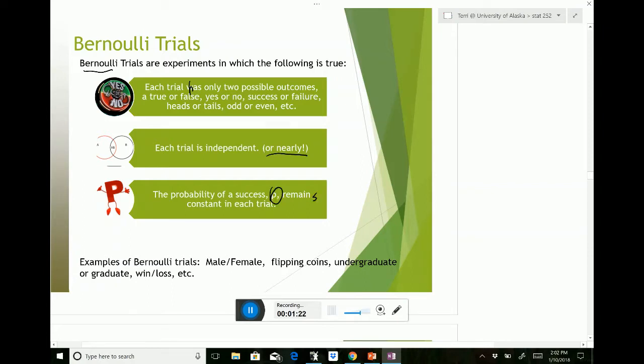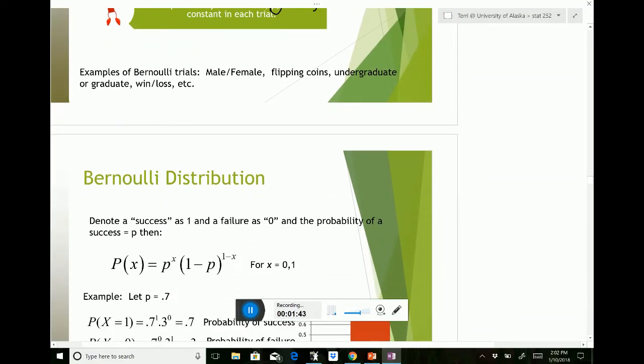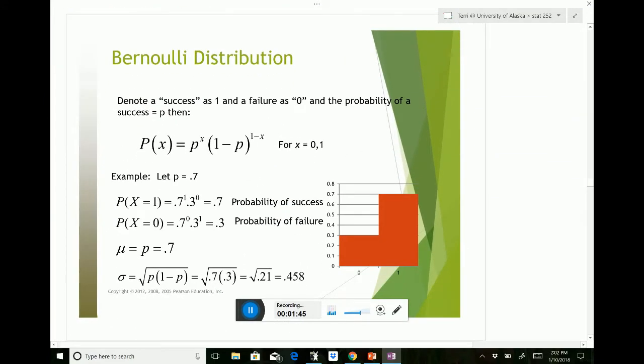That means that each time we do another trial, and a trial is just a little experiment, like selecting someone at random from the United States, or rolling a die, or flipping coins, choosing someone that's an undergraduate or graduate, a win or a loss, anything, okay? A success and a failure. Success doesn't always have to be a good thing, because sometimes it can mean that somebody has some horrible disease.